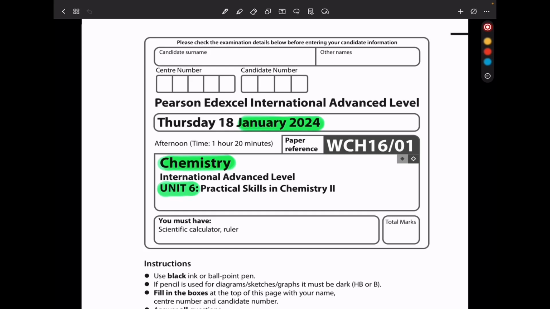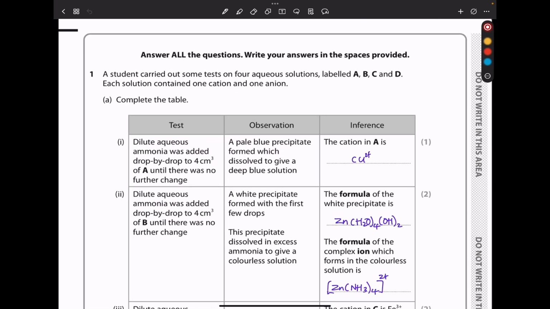Today we're doing the PS1 Excel International A-Level Chemistry Unit 6 for January 2024. Let's begin with the first question. In question 1, a student carried out some tests on 4 aqueous solutions labeled A, B, C, and D. Each solution contained 1 cation and 1 anion. They say complete the table.